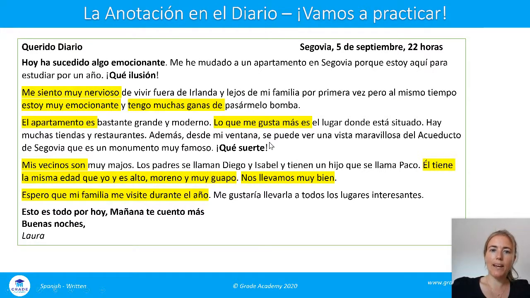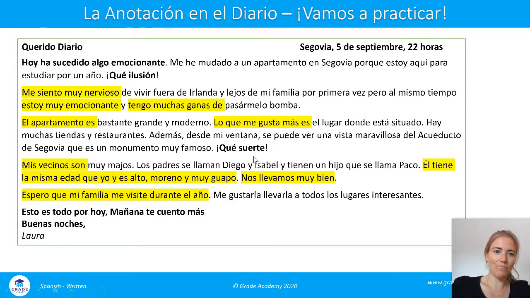Además, desde mi ventana se puede ver una vista maravillosa del acueducto de Segovia, que es un monumento muy famoso. Again, like with the other diary entry, we're showing that we know a little bit about the culture here. So Segovia has a famous aqueduct. Don't worry if you don't know much about the city you're talking about, that's fine. It's just if you do, it's a good opportunity to use that information. So furthermore, from my window, se puede ver, so one can see, or it can be seen, a marvelous view of the Segovia Aqueduct, which is a very famous monument.